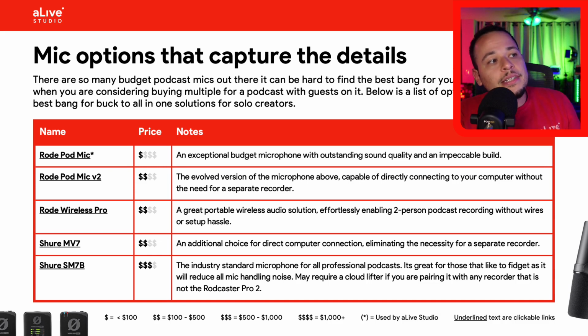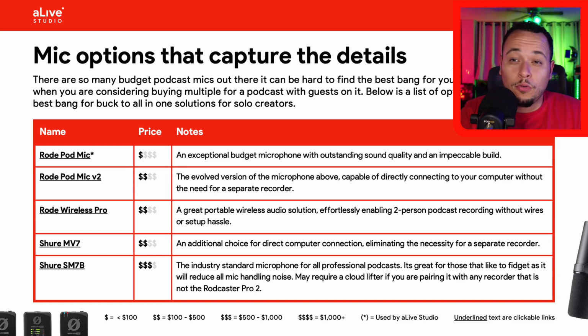The other option here is the Rode Wireless Pro. These bad boys just came out. I have not used them. I heard they're amazing. They sound like Shure SM7Bs wirelessly. They give you a lot of gain. They reject a lot of noise. I got my eyes on it. I definitely want to get these at some point. So hopefully I'll be able to do a review at some point for that.